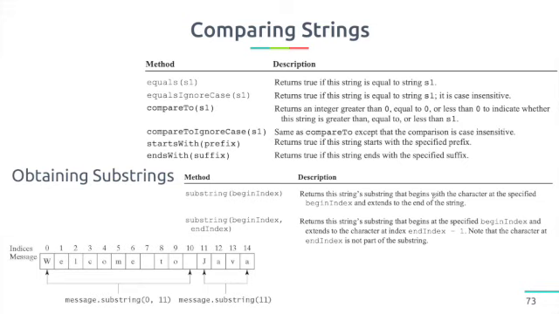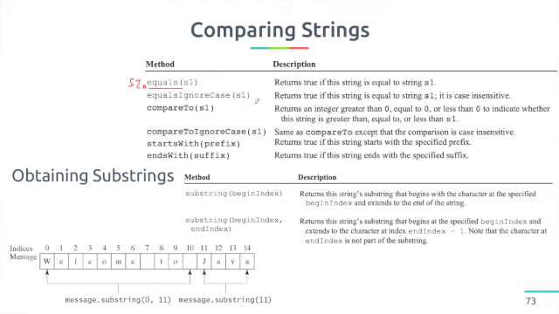Now if we want to compare strings, we can use the equals method, and we compare two strings. For example, if here we have s2.equals(s1), it will compare the two together, and it will return true if they are equal. If they are not equal, it will return false.